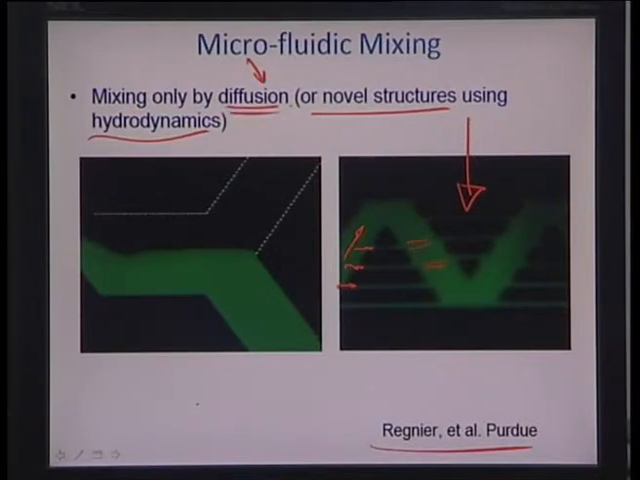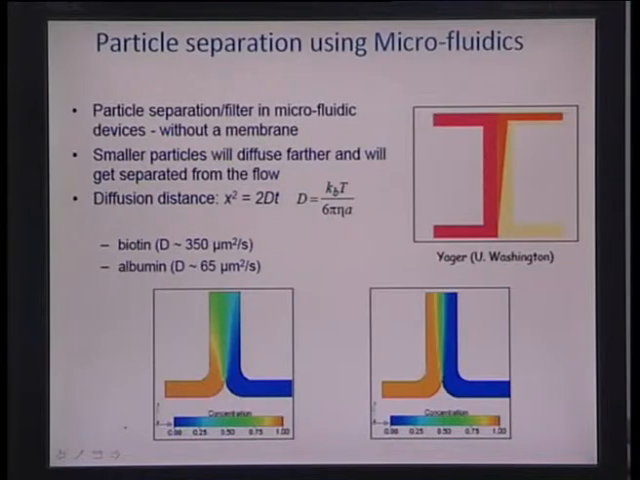only diffusion, okay. This is another example by Jaeger et al., which talks about the separation or particle separation just by using a microfluidic setup without any filtration mechanism here, or without any membrane. So here the concept is very, very simple. As we know, the diffusion length x square that a molecule would traverse is also proportional to the diffusion time, and the constant of proportionality is 2d, where d is the diffusion constant.